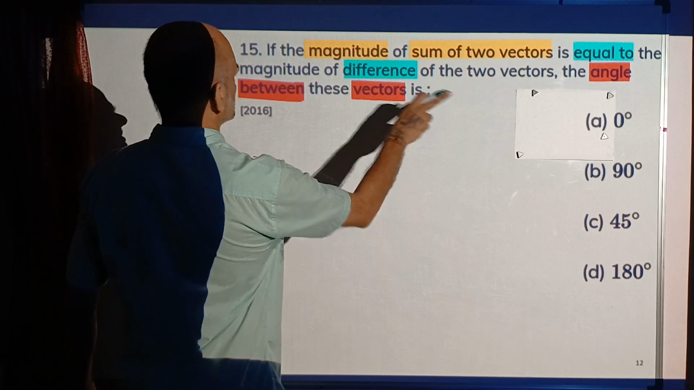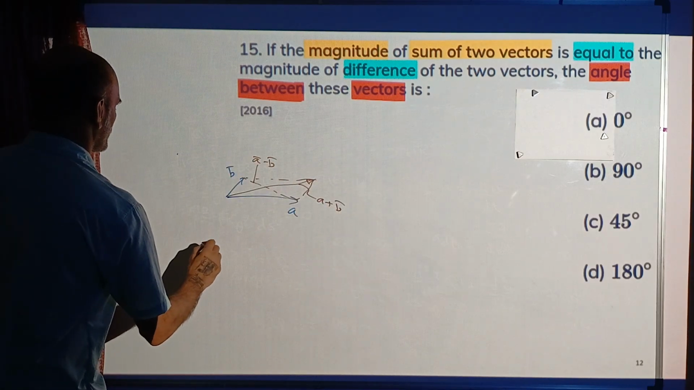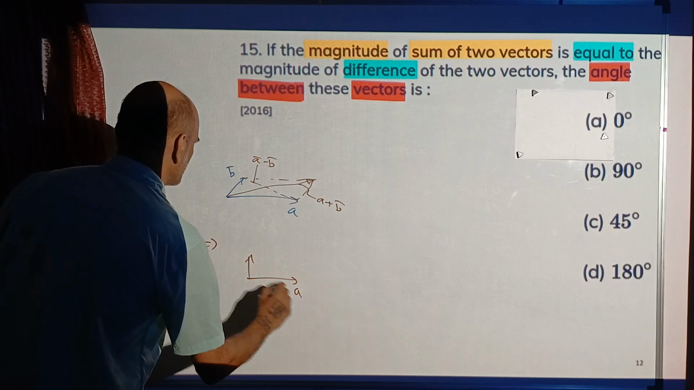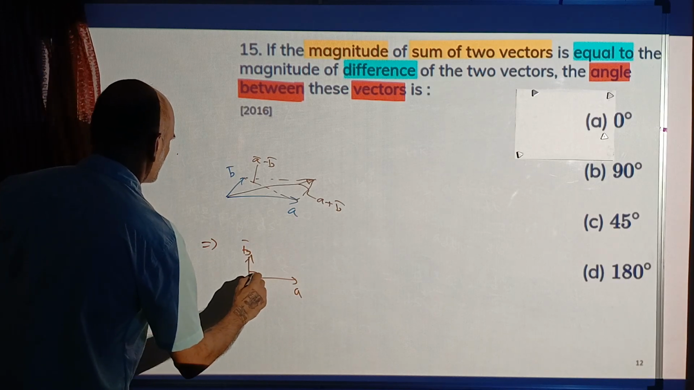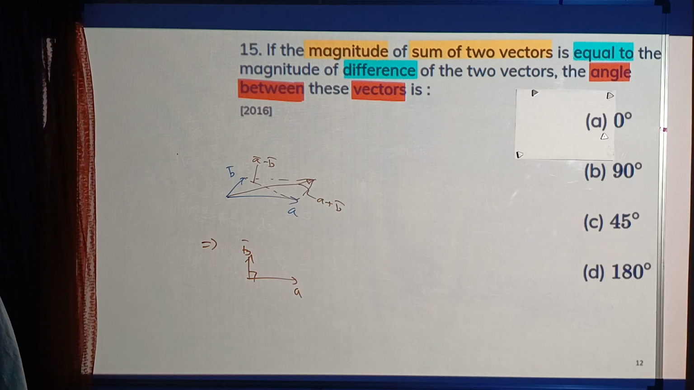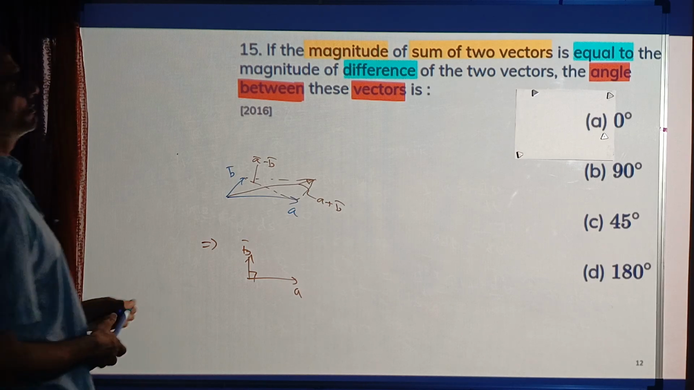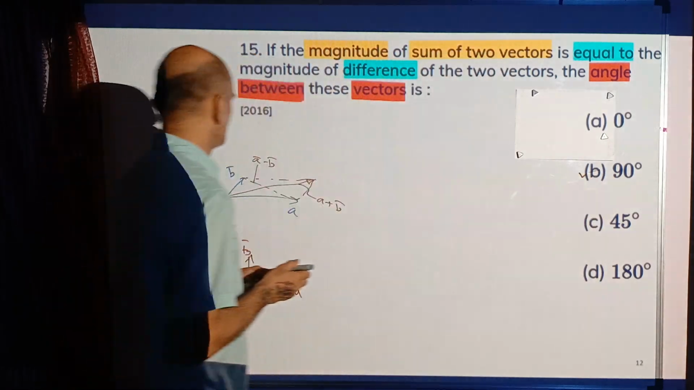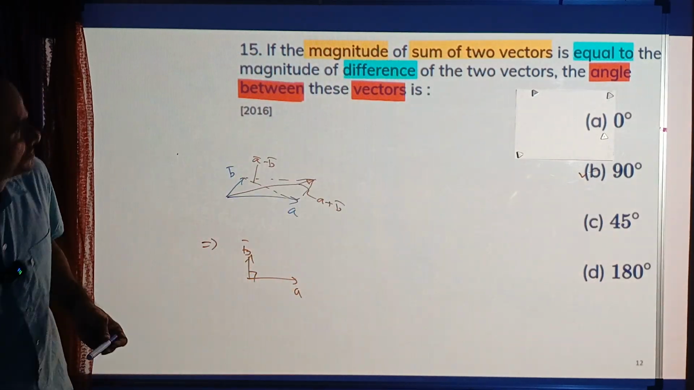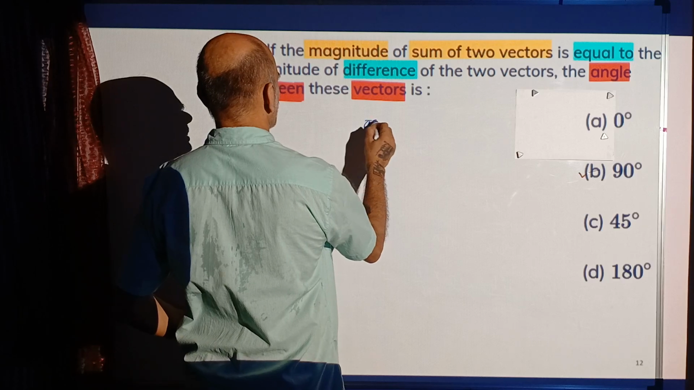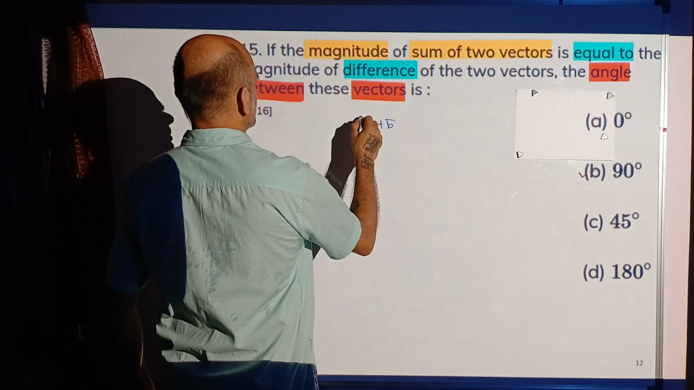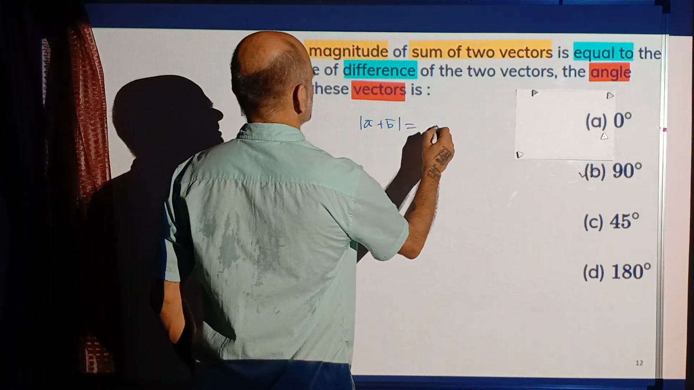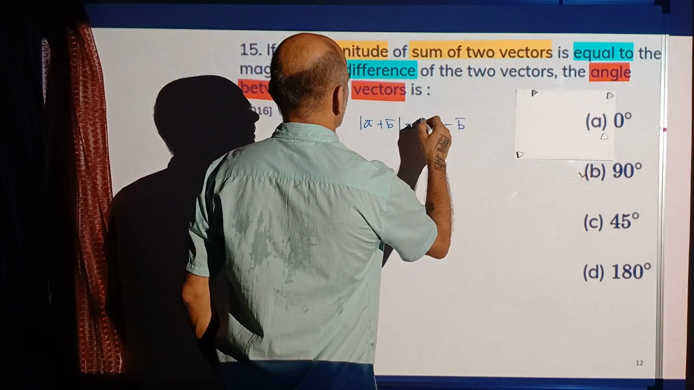Since the sum and difference are equal, that means this parallelogram is a rectangle. Only in a rectangle are both the diagonals of equal length. So that means the angle between the two vectors is 90 degrees. Another way of getting the same answer: the sum of the two vectors is A plus B, so its magnitude is the same as the magnitude of the difference of the two vectors.